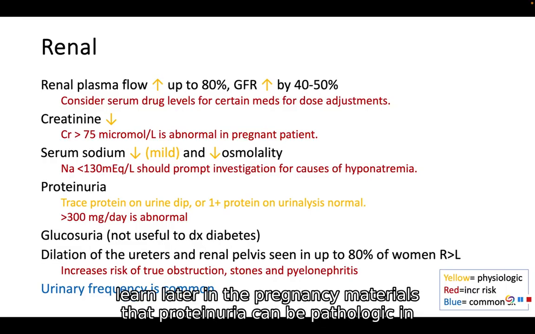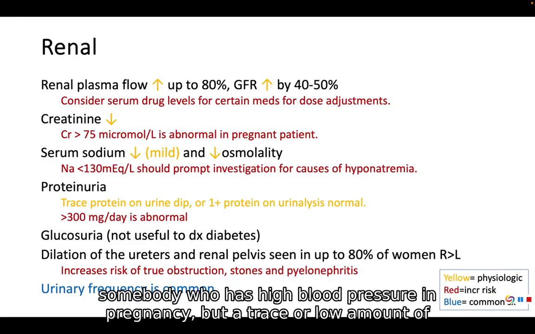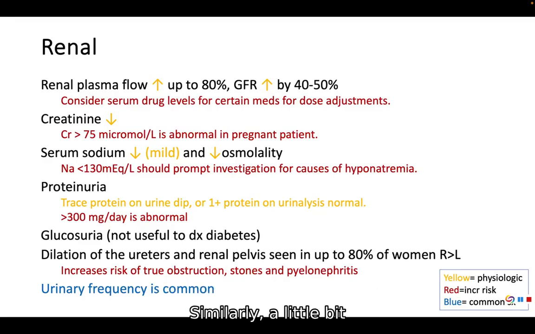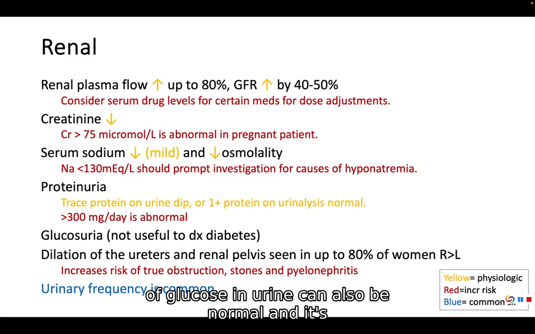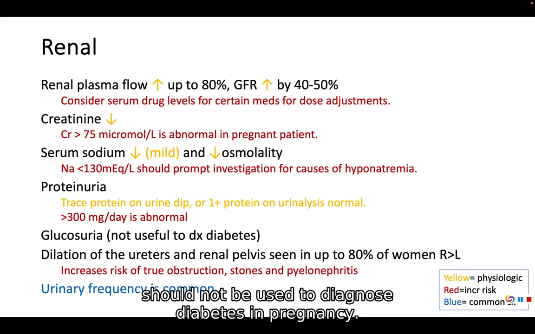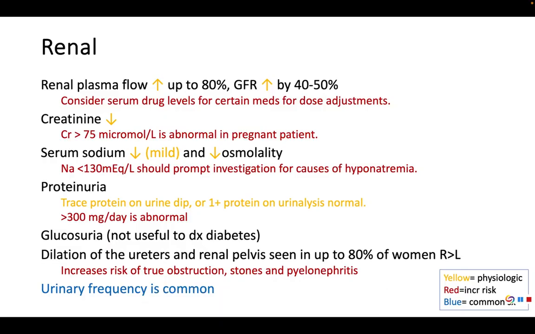You're going to learn later in the pregnancy materials that proteinuria can be pathologic in somebody who has high blood pressure in pregnancy. But a trace or low amount of protein is normal in the urine due to hyperfiltration. Similarly, a little bit of glucose in urine can also be normal and is usually not significant and should not be used to diagnose diabetes in pregnancy.